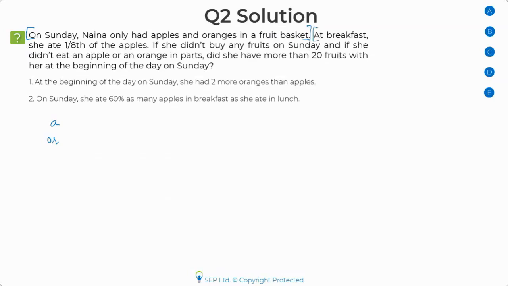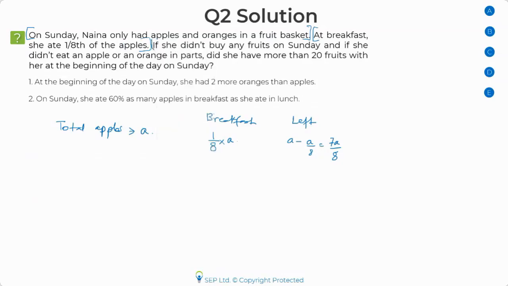Now, I've been told at breakfast, she ate 1/8 of the apples. Okay, so the moment I get this information, I know I need to write it like this: total apples, let me assume it to be A. At breakfast, she's eating 1/8 of the apples, so I'm going to write it as 1/8 of A. And I'm going to write down what is left. So A minus A by 8 is equal to 7A by 8. So this many is left. Whatever information I had and whatever I could do with it, I've done. Now I'll move on to the next part.